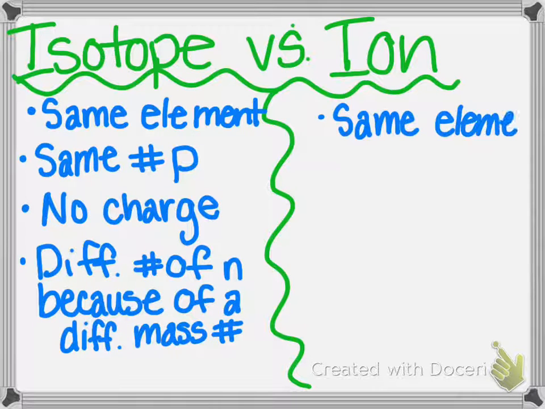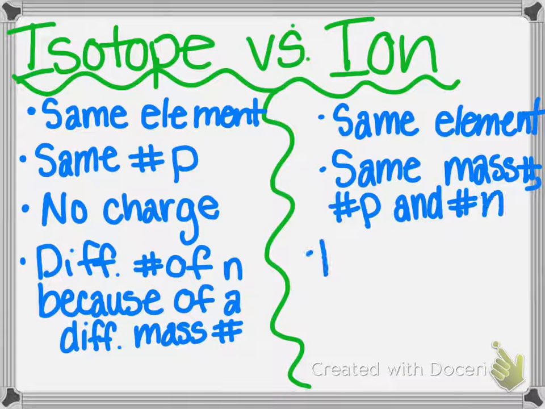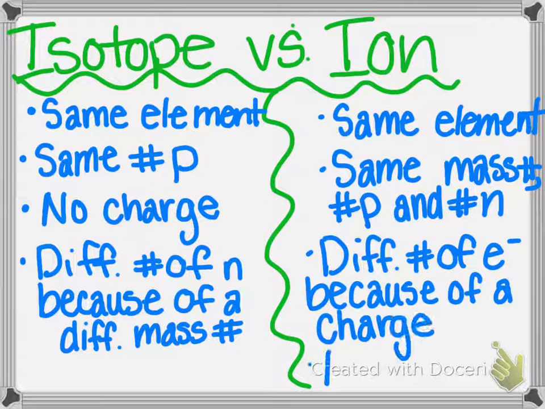Ions: same element, so we've got the same number of protons, same mass number, same number of neutrons. None of that changes for an ion. However, you are going to have a different number of electrons because you're going to have a charge. All ions have charges. So that's how you distinguish between an isotope and an ion. If you see a charge, it's an ion. If you see a different number of neutrons or a specific mass number, that's going to be your isotope.